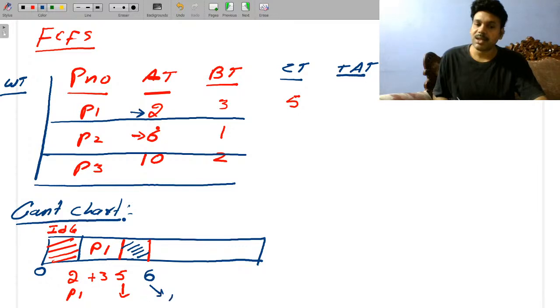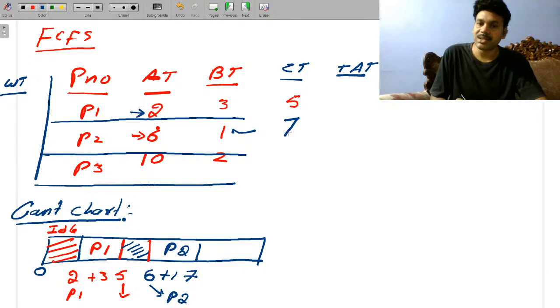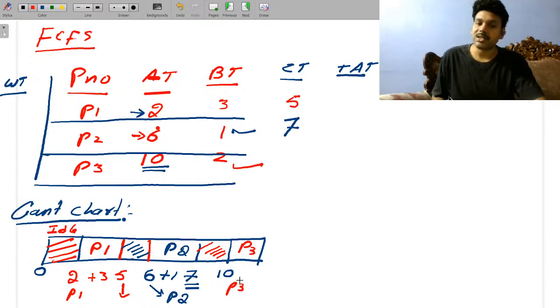Now it reached time 6. Now at time 6, process 2 has arrived. So you can push process 2 here, which requires 1 unit of execution time. It got completed by 7. Now it reaches 7, but the next process arrives at 10. So from 7 to 10 nobody is there, the CPU is idle. And at exactly 10, P3 arrives. So we process P3 here, which requires 2 units of time. Therefore, altogether it got completed at 12.